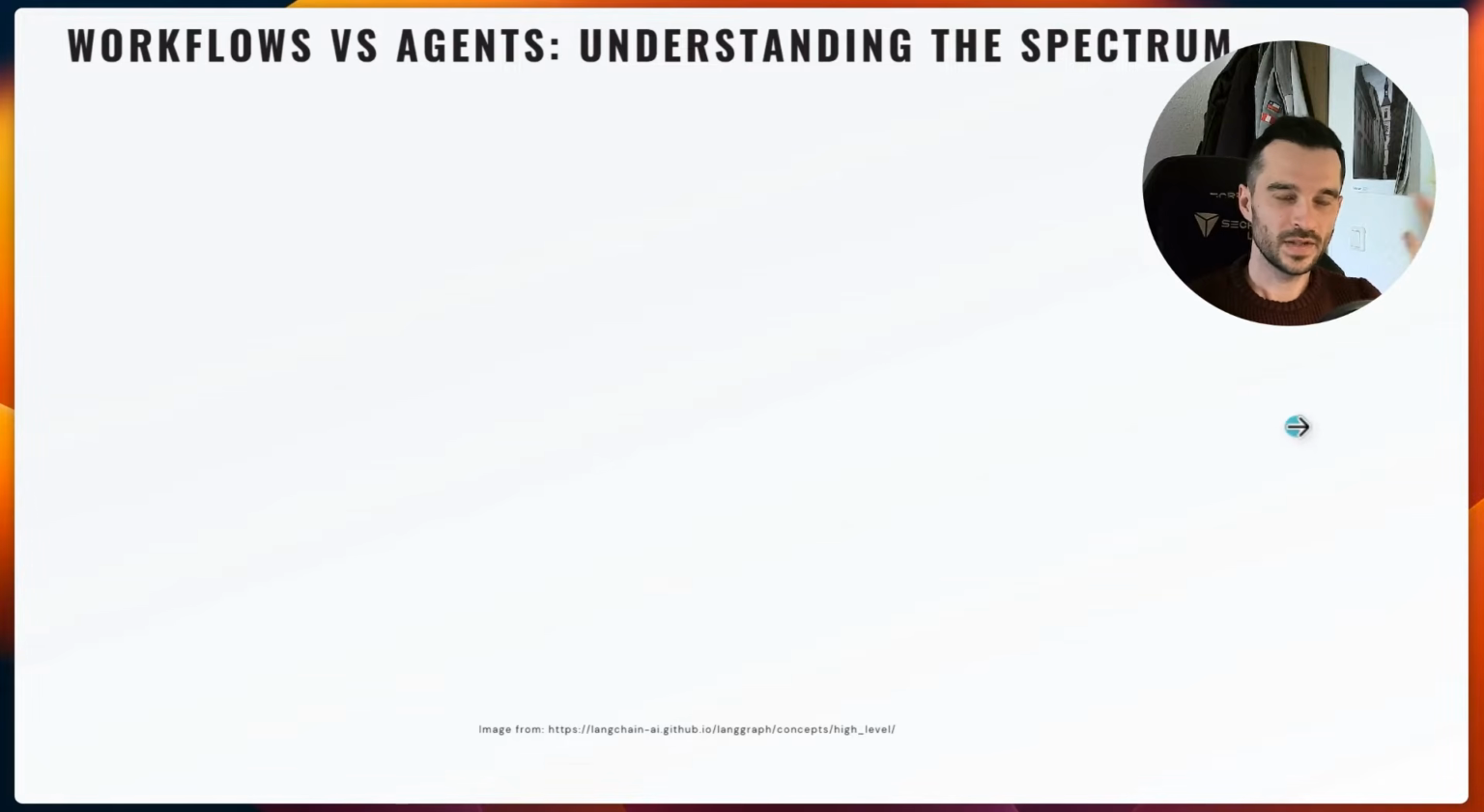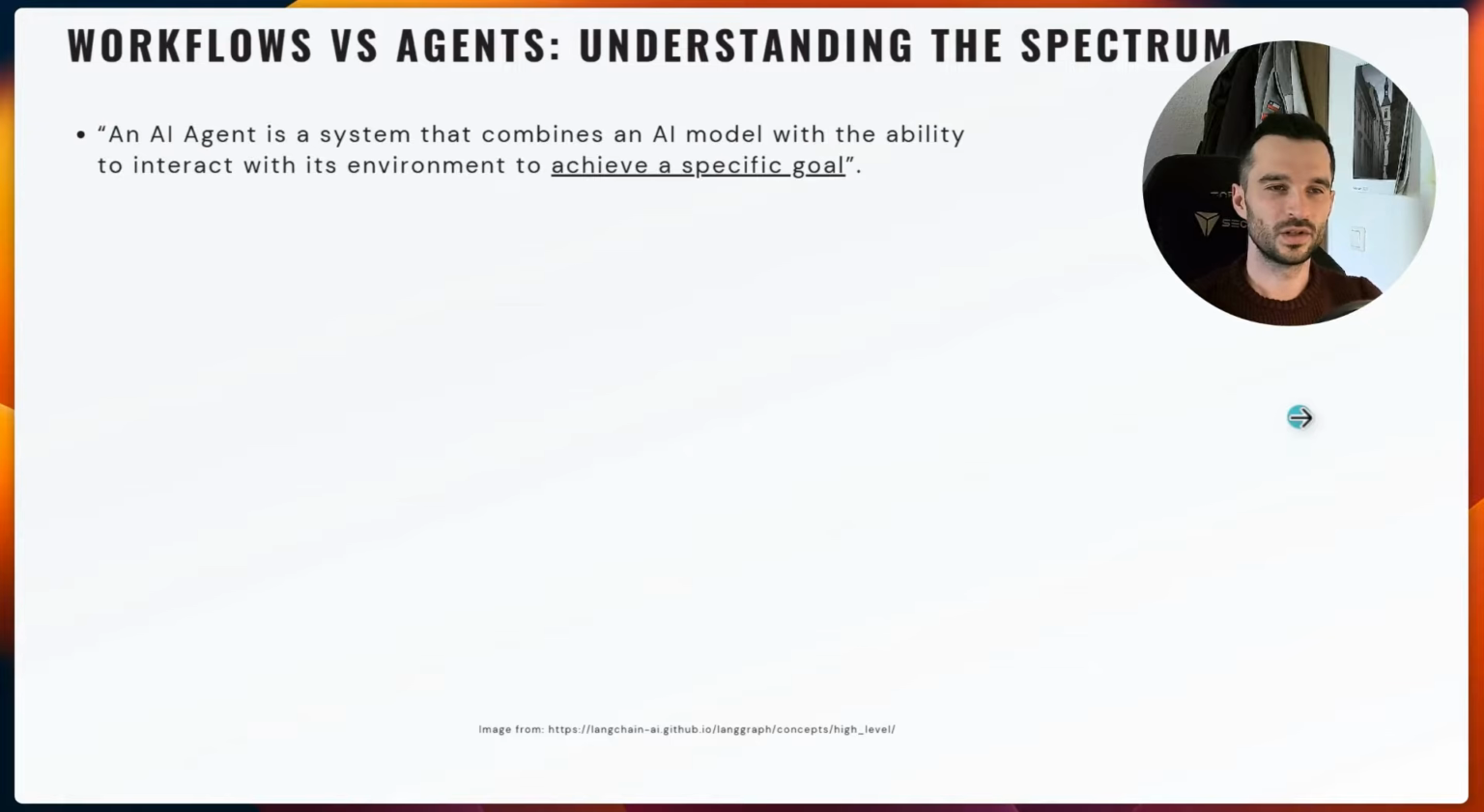Okay, so let's have a look again at the definition. An AI agent is a system that combines an AI model with the ability to interact with its environment to achieve a specific goal. But how to reach that specific goal? Think of it. What would you do as a human to achieve your goal?